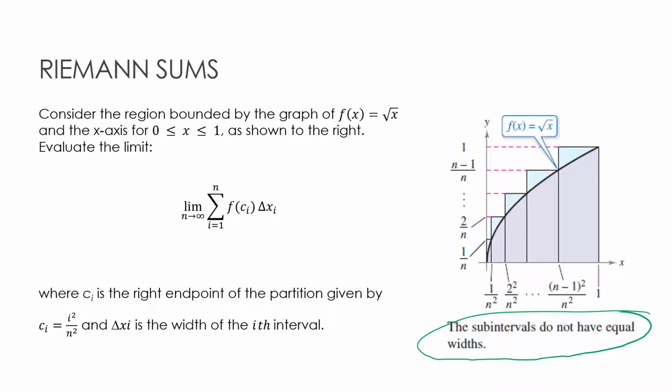So instead of taking b minus a divided by n, because that would be the equal intervals on the x-axis, now they're saying those x values are found by taking i squared divided by n squared. But we're still using delta x sub i the same as we did before.